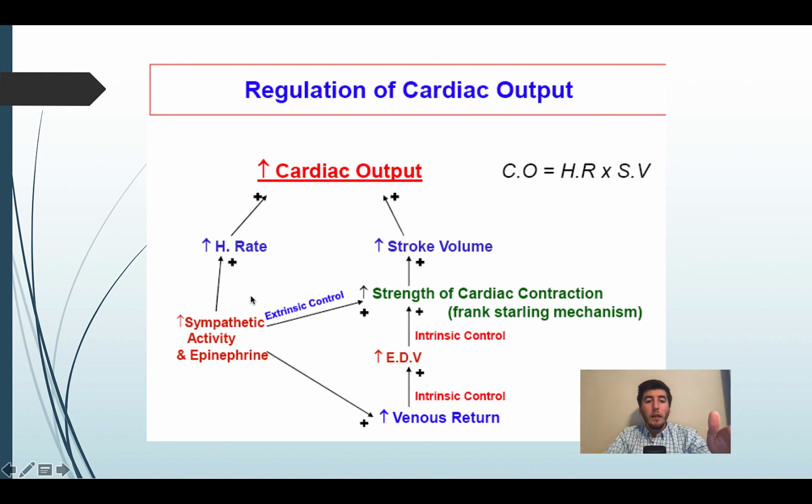If we increase sympathetic activity, we're also going to have venous constriction. We're going to have venoconstriction, and that's going to increase the venous return. If we increase the venous return, we fill the heart more, end diastolic volume, and if we have increased end diastolic volume, we get a greater Frank-Starling law. We get a better cardiac contraction because we have greater cross bridges. We have a greater stretch, so we have a greater contraction. We have a greater stroke volume. We have a greater cardiac output.